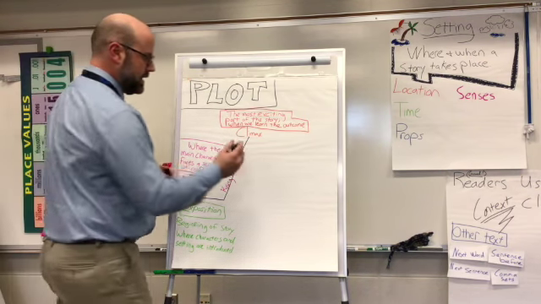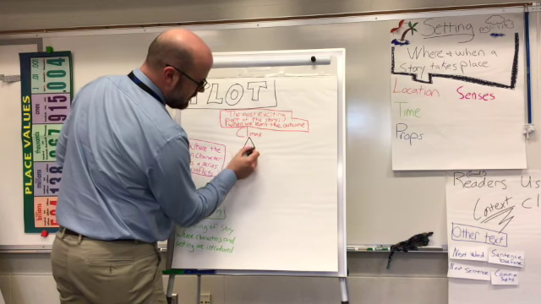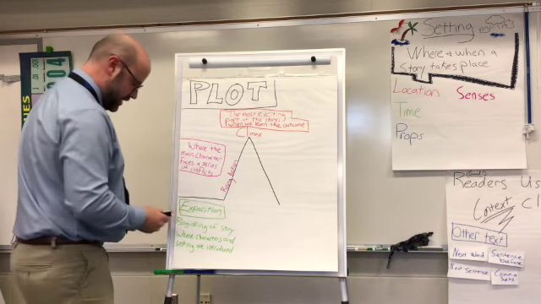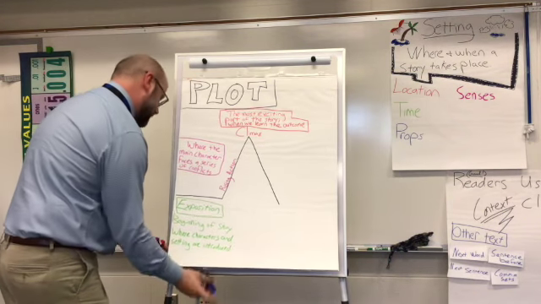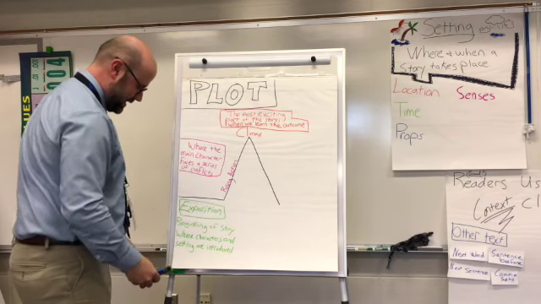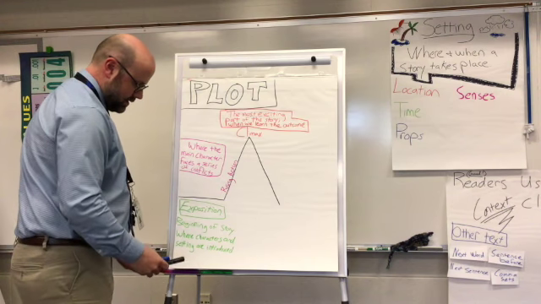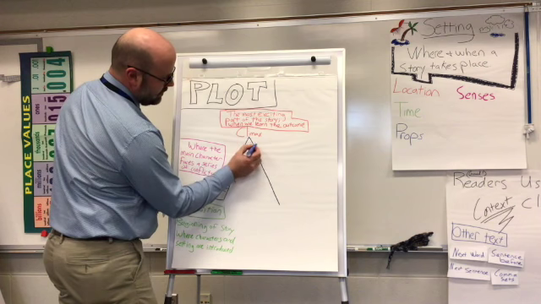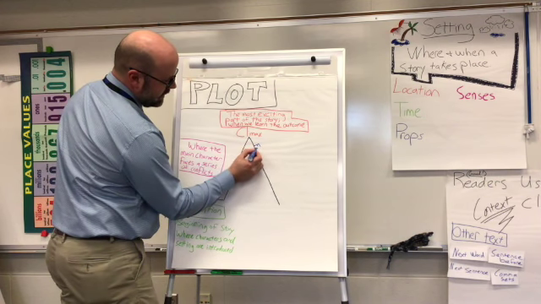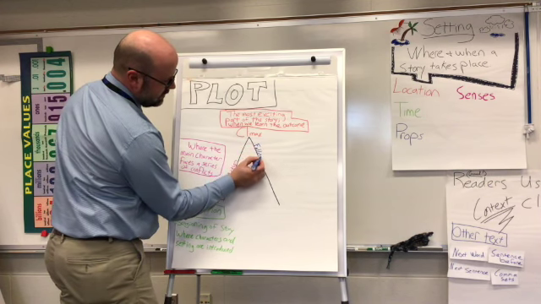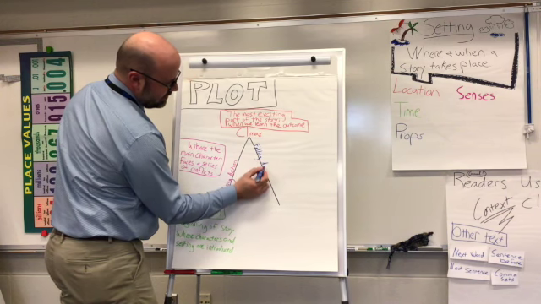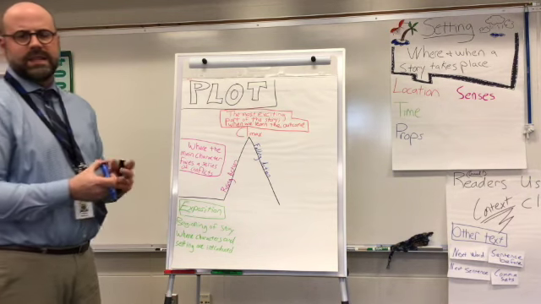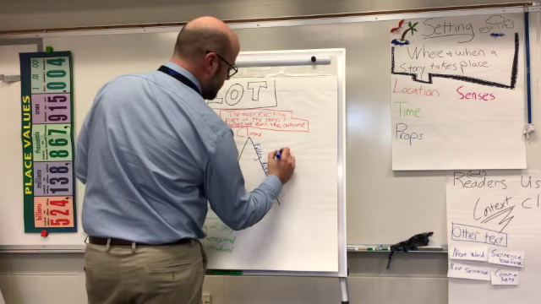Then we have the, I'm going to call this the falling action. I'm not going to call it, that is what it's called. I'm not just making it up, no matter what that might sound like. Oops. Falling action. So we have rising action, climax, falling action. And this is the events leading to the end of the story.